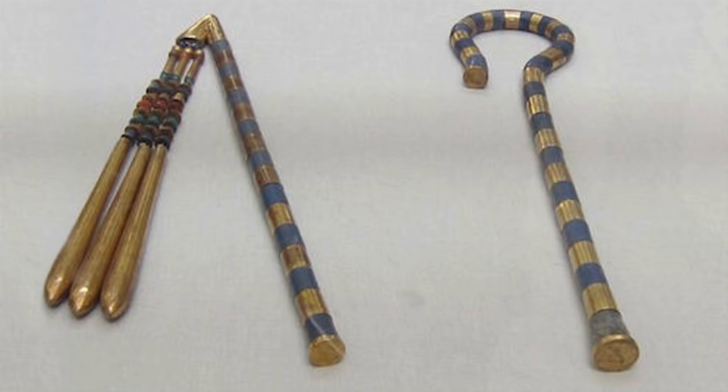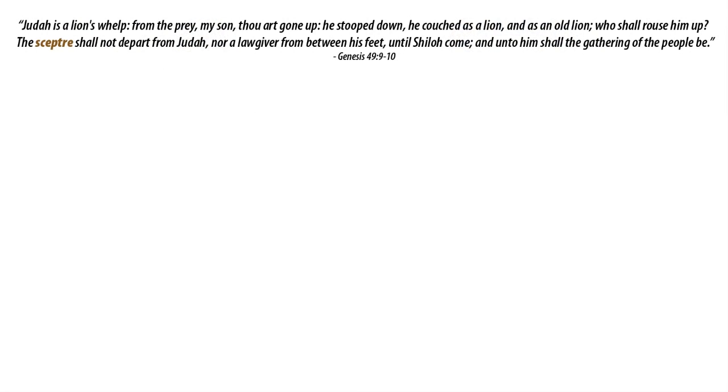And this perspective of the scepter as a representation of a shepherd's crook tied to royalty, particularly from an Egyptian perspective, helps us better understand the Shiloh prophecy. Let's look at the passage a little bit more in depth.